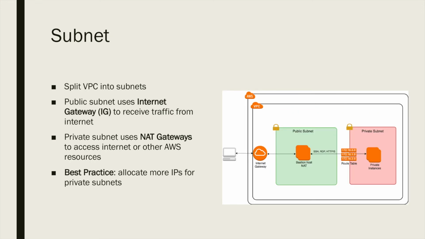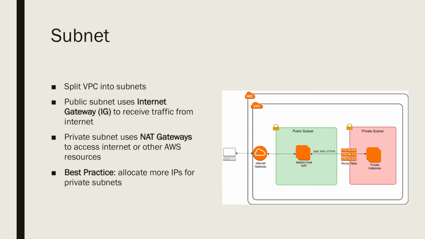We have a VPC, but we don't use it as a whole. We also need some logical segregation of this whole network. This is the subnet. We split one VPC into subnets. Usually, we define them as public subnets and private subnets.